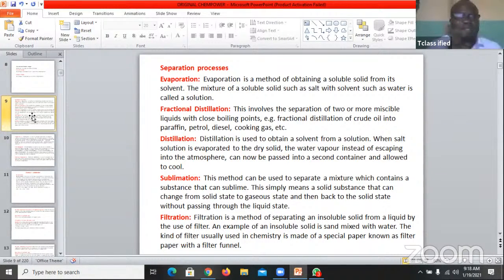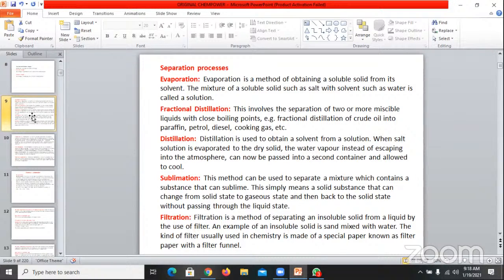Now we'll talk about evaporation. Evaporation is a method of obtaining a soluble solid from its solvent. When you talk about solids, you can feel them. They are more compact than liquids. Liquid is a fluid, whereas gases are also fluid, but very well separated. So when you talk about solids, you talk about things like your rice, you talk about sugar. All those are solids. But what's the difference between your rice and sugar?